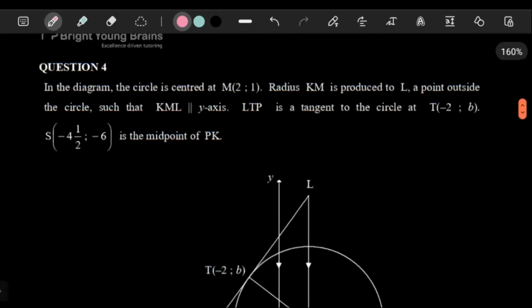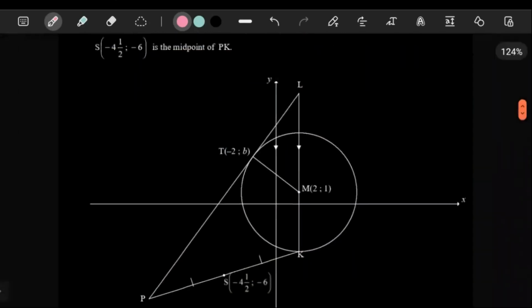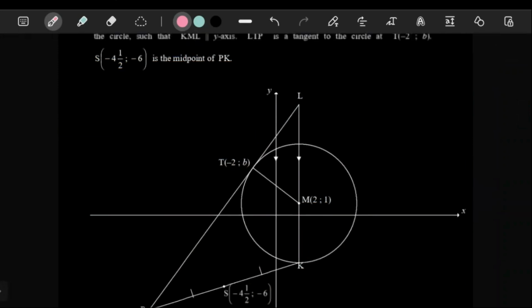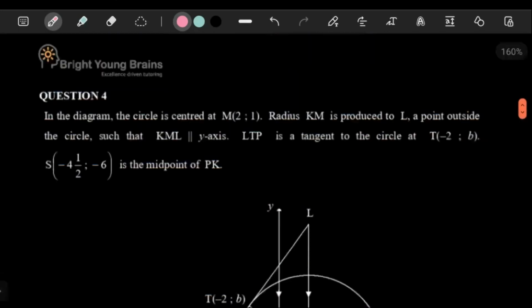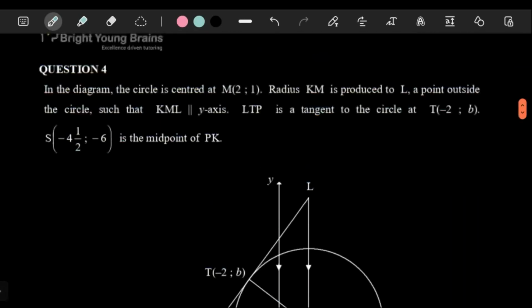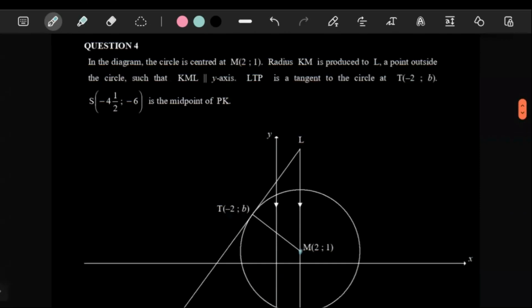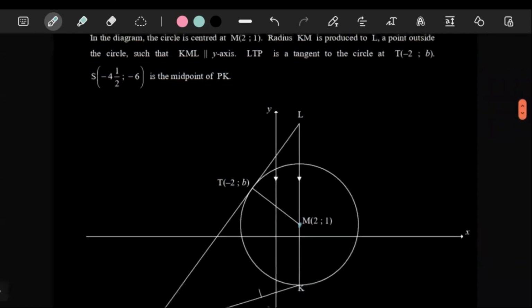Question number 4 says, in the diagram, this question looks familiar again. Yeah, see. These are all questions from other past papers, like legit. But anyways, it says, in the diagram, the circle is centered at M. The radius KM is produced to L, which is a point outside the circle such that KML is parallel to the y-axis.